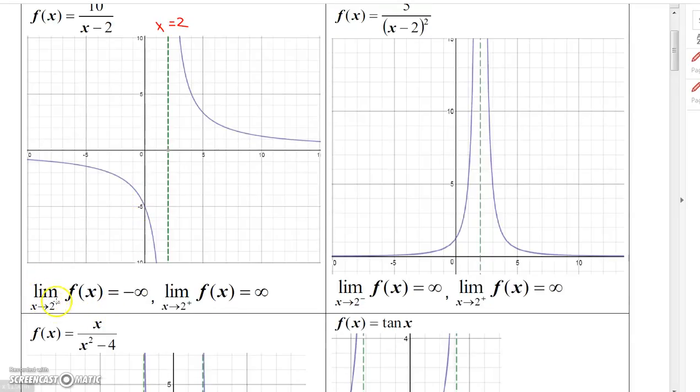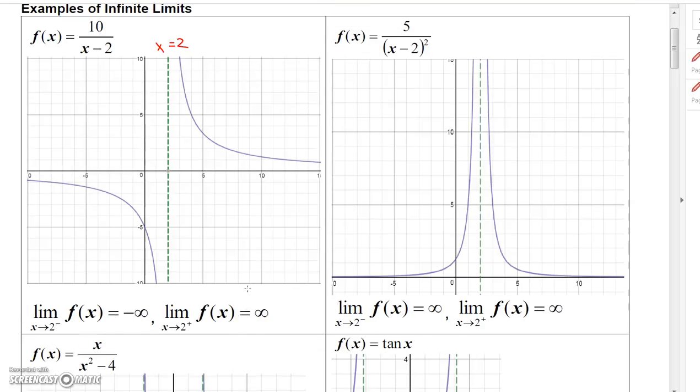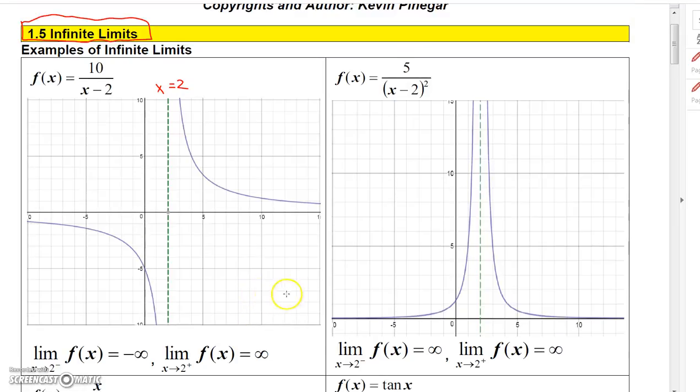So the limit of this function as x approaches 2 from the left is negative infinity, and the limit as x approaches 2 from the right is plus infinity. Now remember, those still do not exist because a limit cannot exist unless the limit approaches a real number, and infinity and negative infinity is not a real number.